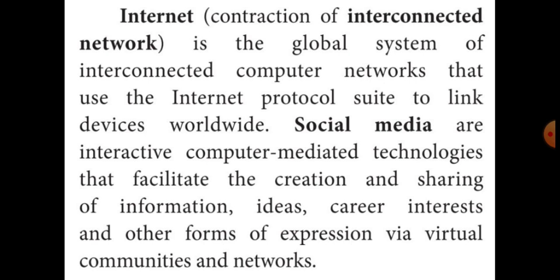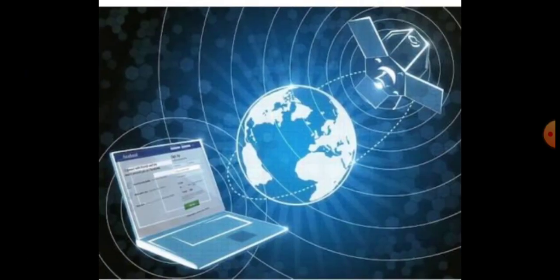Listen very carefully, students. Now the third means of electronic media is internet. It is one of the important network systems in the global area. Global means in the world level. And also it is mostly used for getting information, ideas, career. Career means development through life. Then interest and other forms of expression through these communities and networks we are getting. Okay.